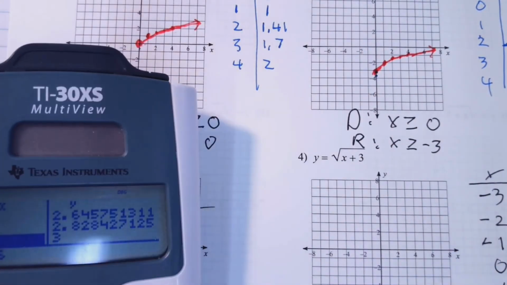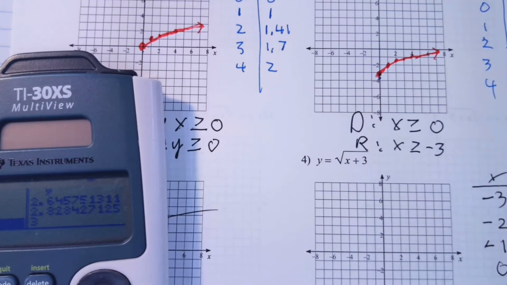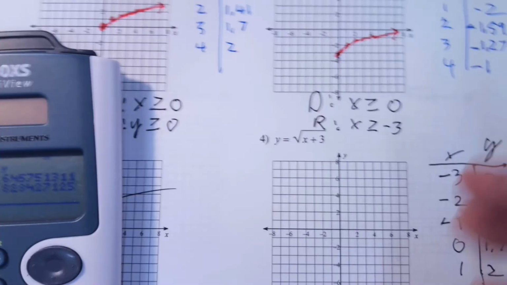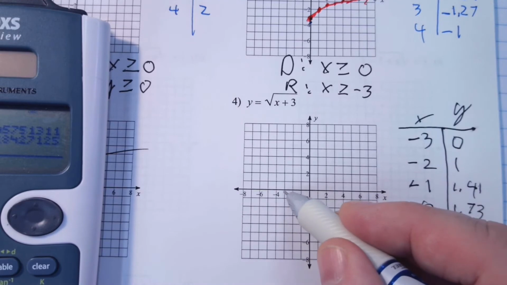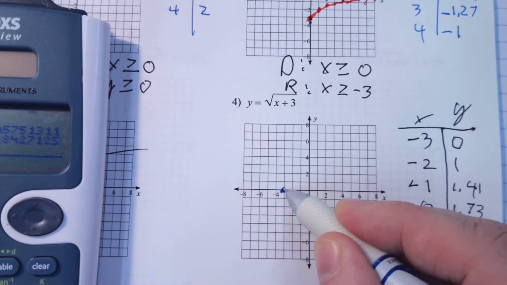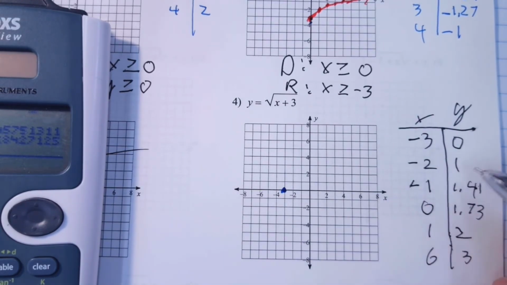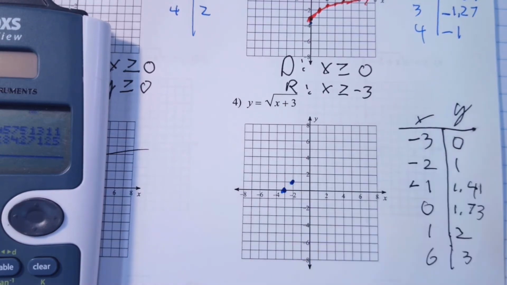All right, let's graph this and see what it looks like. See if it looks different. Negative 3, 0. Negative 2, 1.